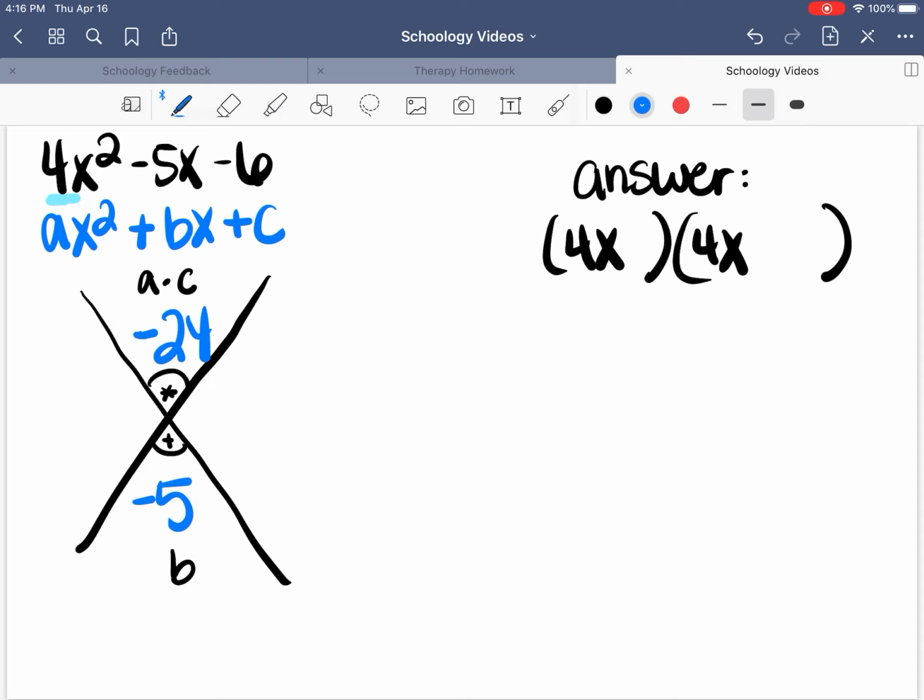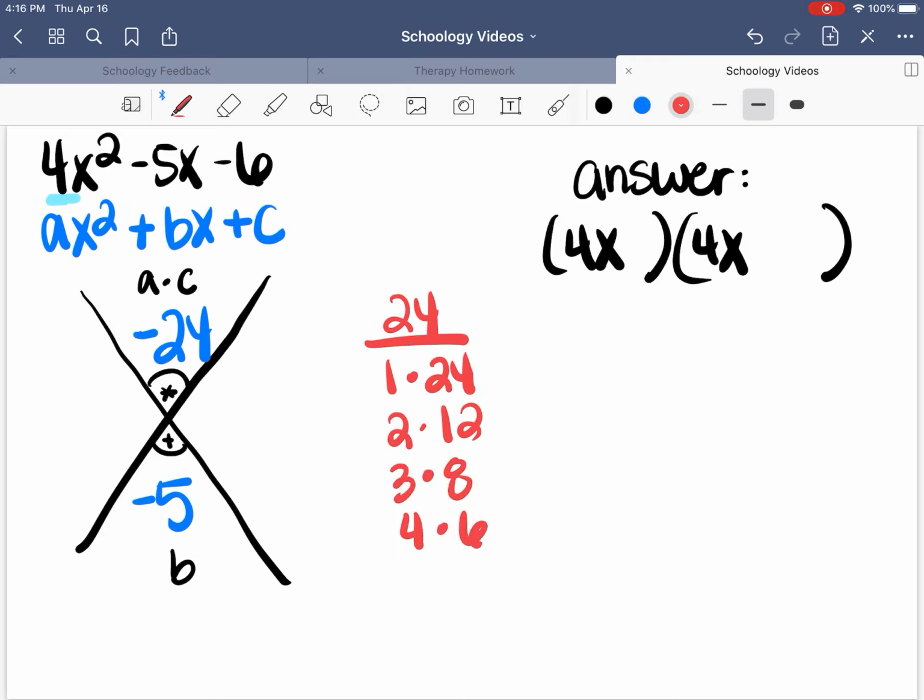So that means that when you are trying to find out what goes in the backside of the parentheses, you need to have something that multiplies to -24 but adds to 5 or subtracts to 5. So let me tell you the factors of 24. What multiplies to 24? 1 times 24, 2 times 12, 3 times 8, and 4 times 6. Out of those, I need to pick the ones that would give me -5 in the middle. So out of those, only 3 and 8 would give me -5.